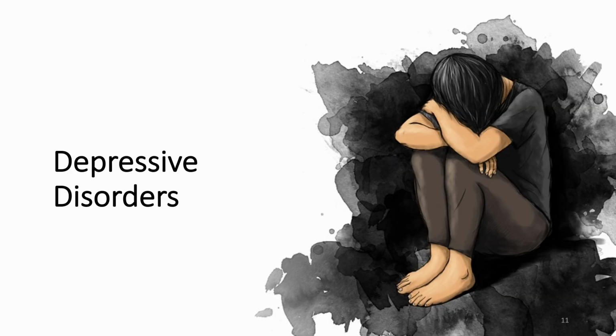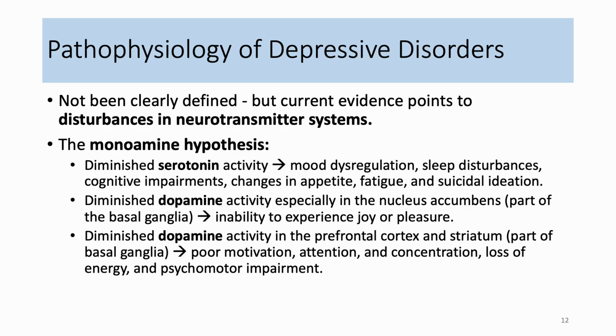Let us explore the second type of mental disorder common at work, depressive disorders. The underlying pathophysiology of depressive disorders has not been clearly defined. Current evidence points to a complex interaction between neurotransmitter availability and receptor regulation and sensitivity. A popular hypothesis to explain depressive disorder includes the monoamine hypothesis.